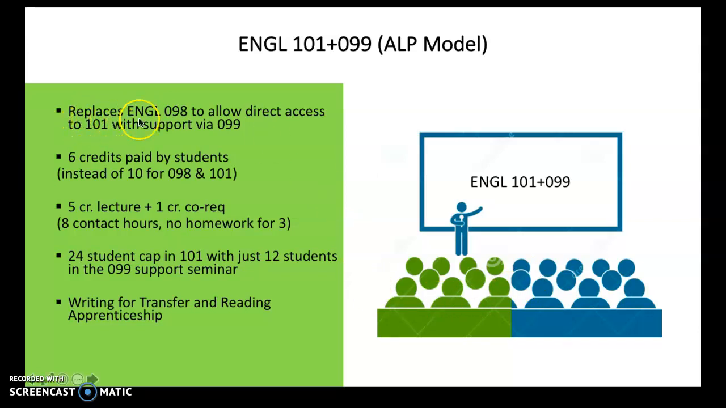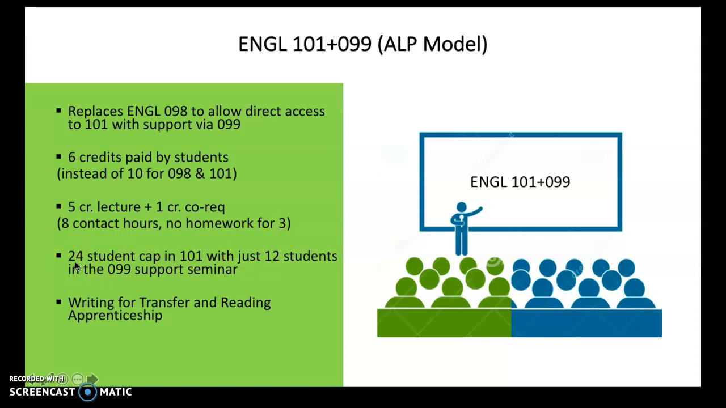So this class replaces English 98, the students who would have placed in the upper levels of scores for English 98. Again, it's a 6-credit class, and 5 credits of those are the standard English 101 class. 1 credit is for the co-requisite class, but that 1 credit of co-requisite time is equivalent to 3 contact hours. And as with English 90, that class should not entail extra homework for students.